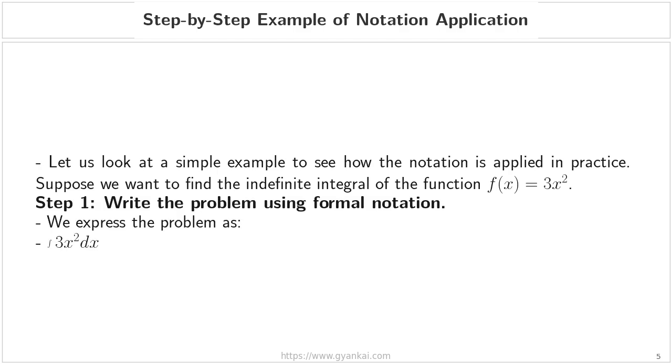Now, step 1 is to write the problem using the formal notation we just learned. Remember, the integral sign tells us we're finding the indefinite integral. So, we write integral, and then we put our function, 3x squared, inside, and finally, we add dx to indicate that we are integrating with respect to the variable x, so it looks like this. Integral of 3x squared dx.